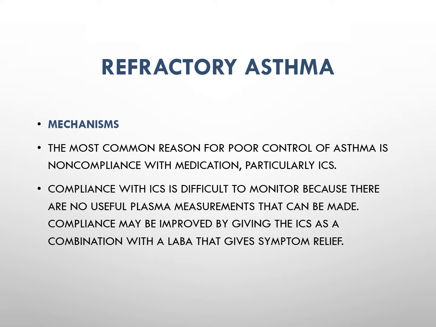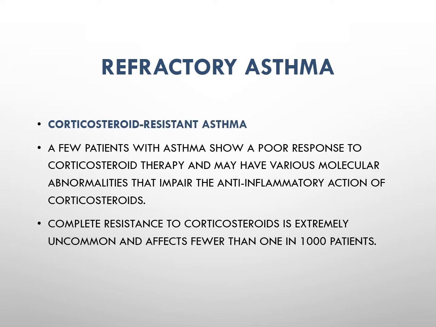Mechanisms of refractory asthma. The most common reason for poor control of asthma is non-compliance with medication, particularly ICS, inhaled corticosteroids. Compliance with ICS is difficult to monitor because there are no useful plasma measurements that can be made. Compliance may be improved by giving the ICS as a combination with the LABA that gives symptom relief.